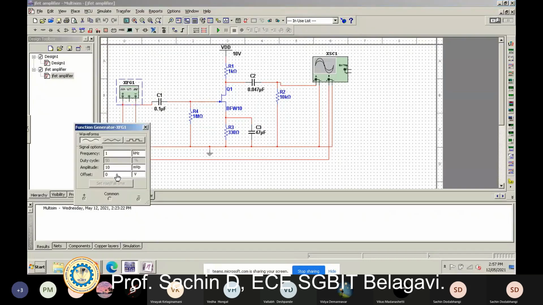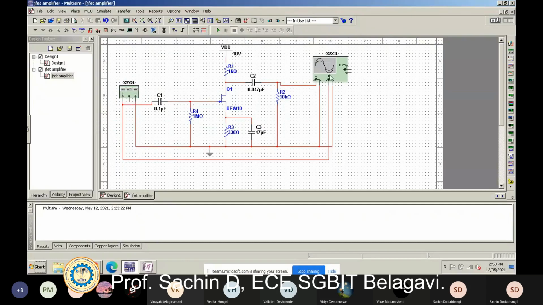You can see it here: 10 millivolt peak to peak, with a frequency of 1 kilohertz. While taking the readings, you need to take at least 10 readings: 100 hertz, 500 hertz, 1 kilohertz, 10 kilohertz, 50 kilohertz. In that way, you need to check the peak to peak voltage. Input peak given is 10 millivolt, frequency is 1 kilohertz.